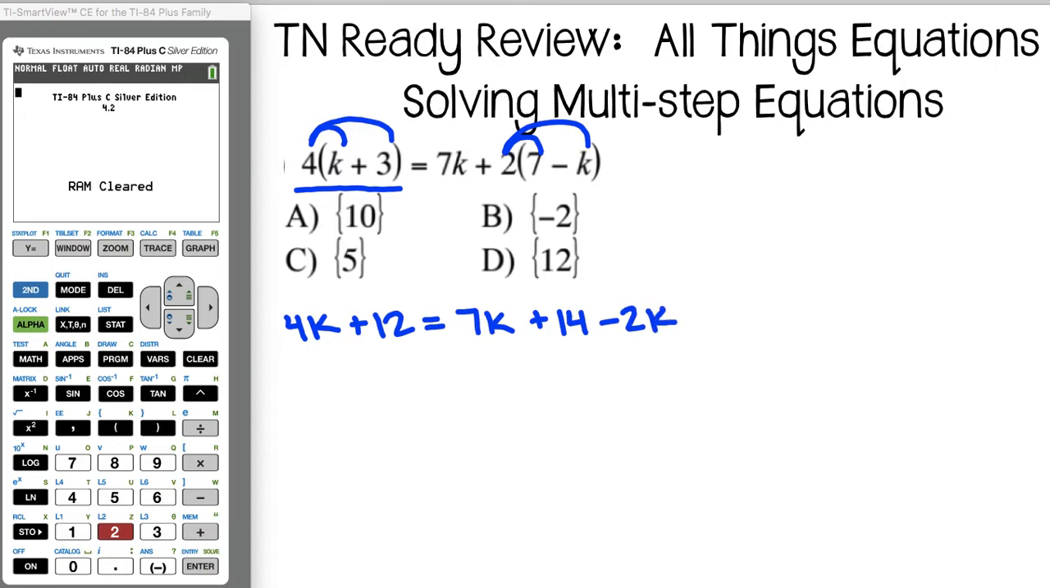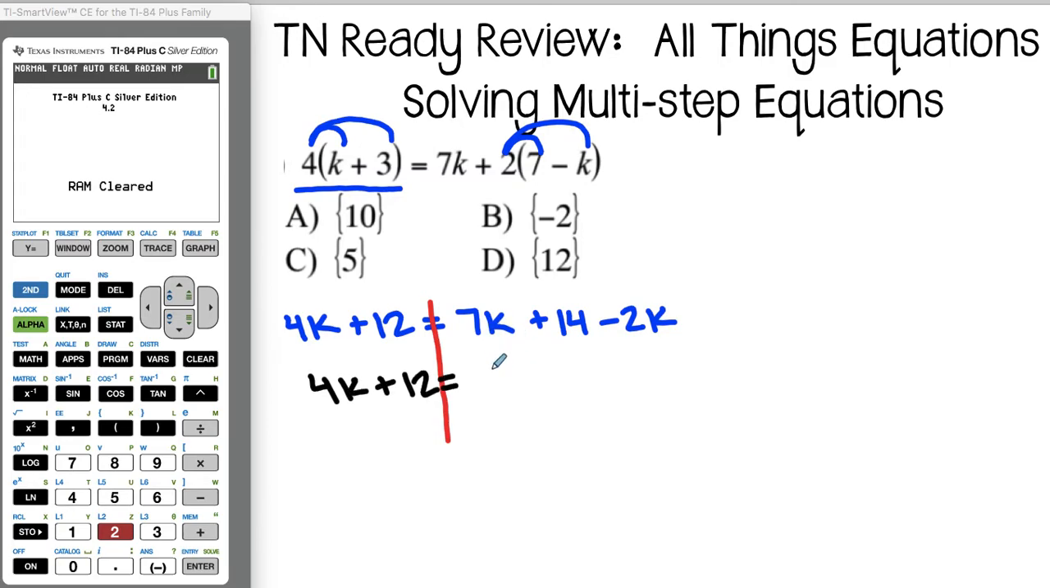All right. The next thing that I have to do is simplify each side of the equation. I like to draw a line down the middle of the equation to help me see if it's properly simplified or not. When I look at the left side of the equation, 4k plus 12, it is as simple as it can be. I cannot put 4k and 12 together because they are not like terms. So I'm just going to copy that side down the way that it is.